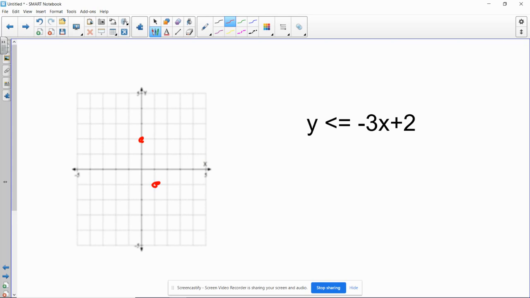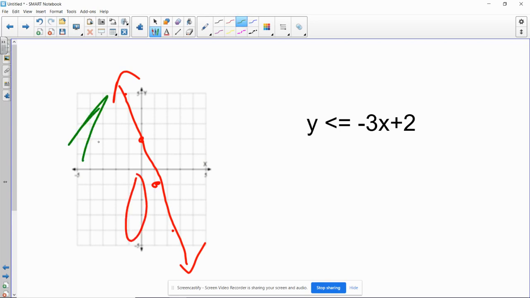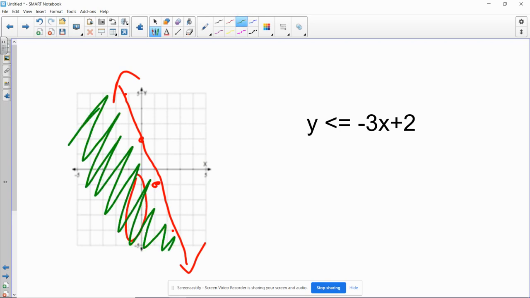And then I'm going to have a solid line. That's my boundary line. Because it is less than or equal to, the lower values of y are right here, so I'm going to make sure that I shade on this side. That was the first competency, apply and evaluate.